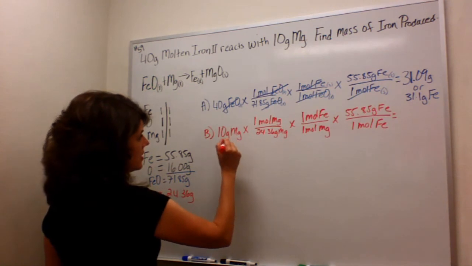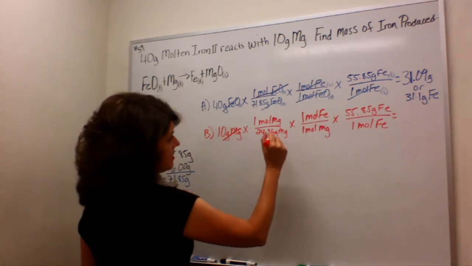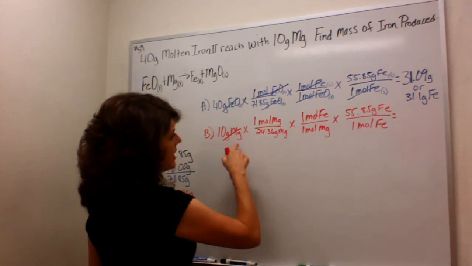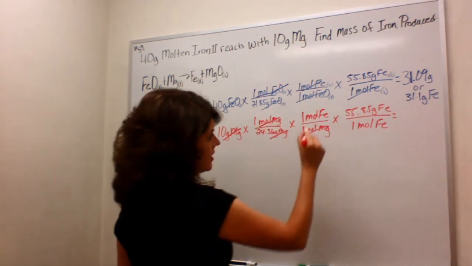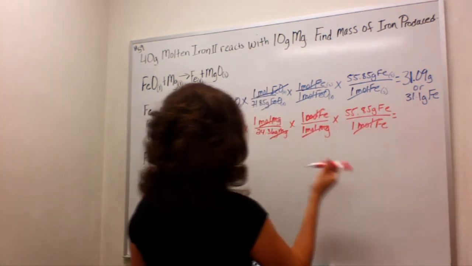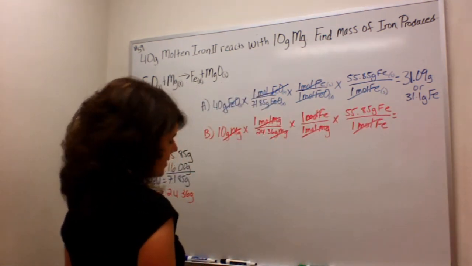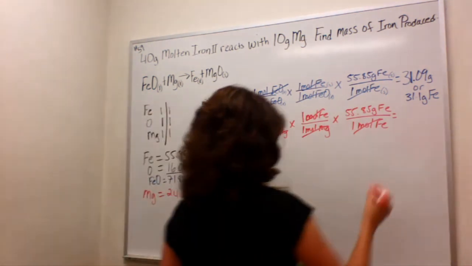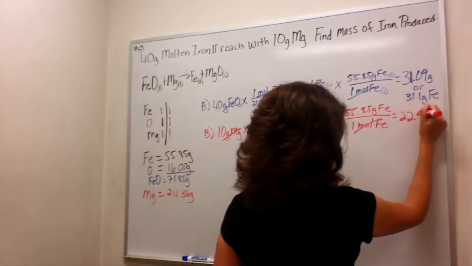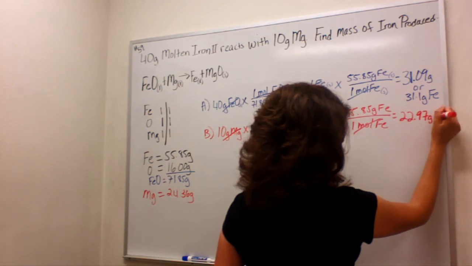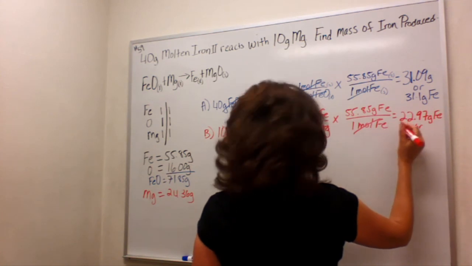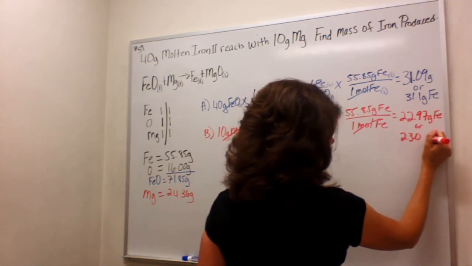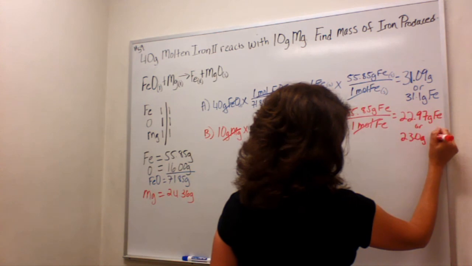So our grams of magnesium cancel, our moles of magnesium cancel, and our moles of iron cancel. And again, if you multiply the top and divide by the bottom, you come up with 22.97 grams of iron, or 23 grams of iron.